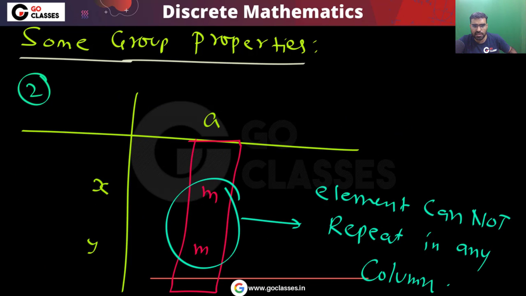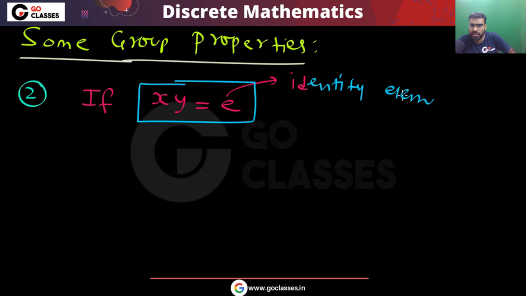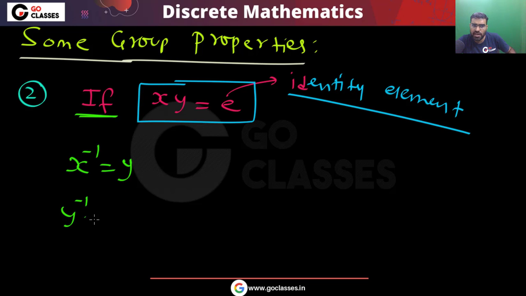Let's see another property that we will use. Let's assume that E is the identity element. If xy is equal to E, then you can easily notice that x inverse will be y, and also y inverse will be x. What is the reason? If xy is equal to E, you can multiply with x inverse on both sides.